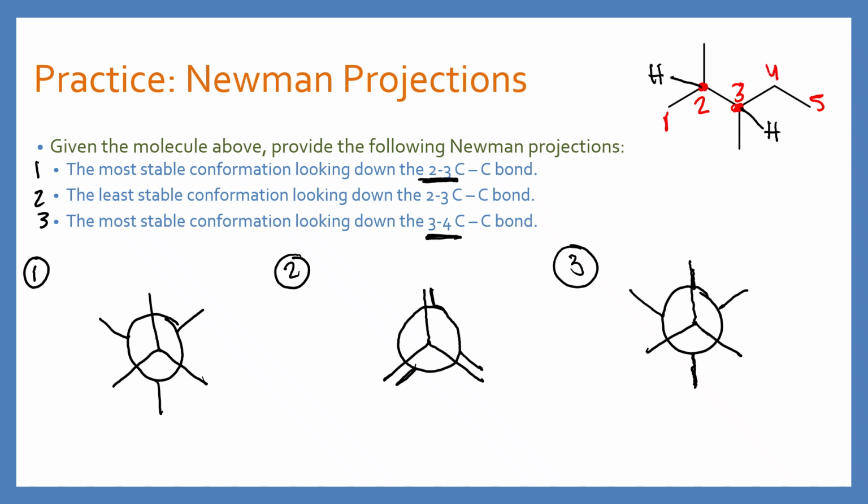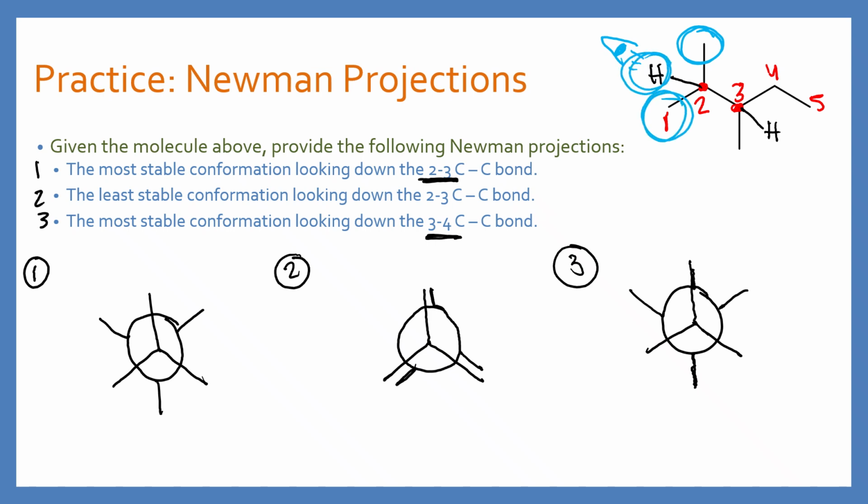And now I need to choose my 3 items. Typically I like to highlight them just to make it really, really easy for me to see what I'm doing. So I'm looking down this 2,3 carbon-carbon bond, right? My 3 things on carbon number 2 are a methyl group, a hydrogen, and a methyl group.